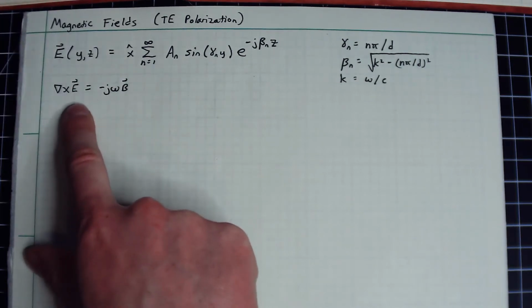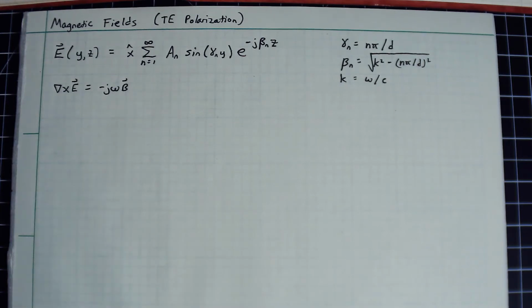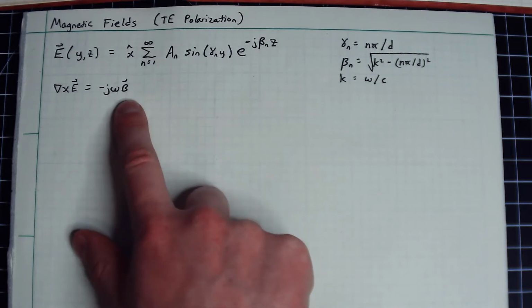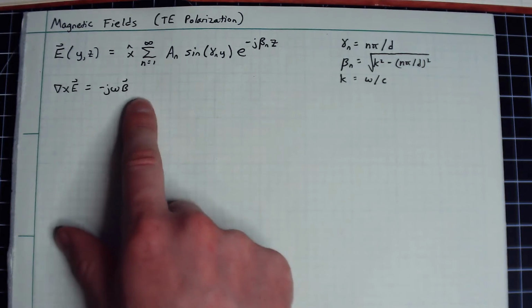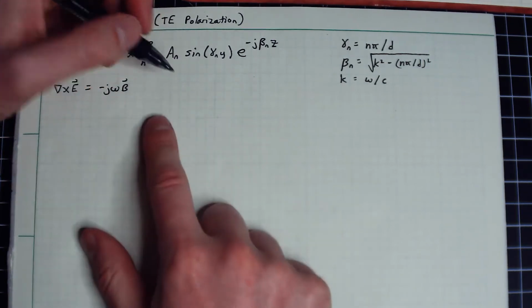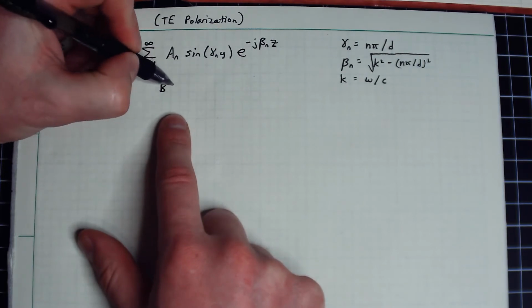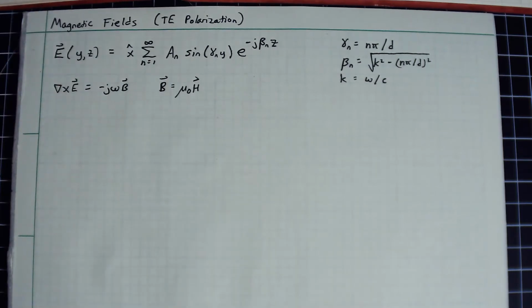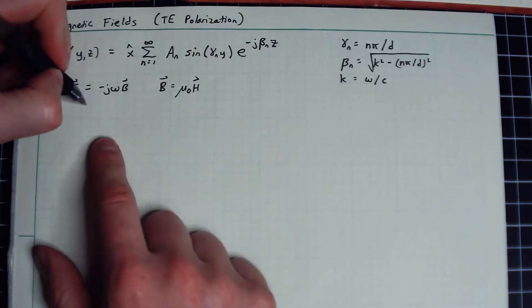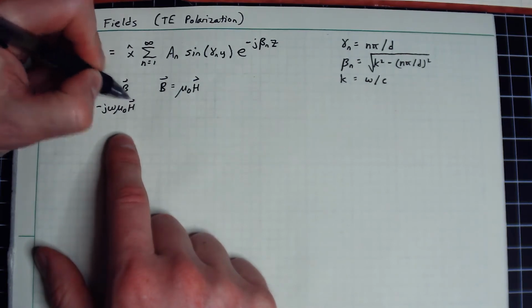So if I know the electric field, I just have to calculate its curl, and I essentially have the magnetic field. Now, bear in mind, there's kind of a tradition in electromagnetic field theory, in electrical engineering specifically, to focus on the H field rather than the B field. So we're going to say B is equal to mu naught H, because we're assuming the waveguide doesn't have any magnetic materials in it. So what I'm going to get is a negative j omega mu naught H.